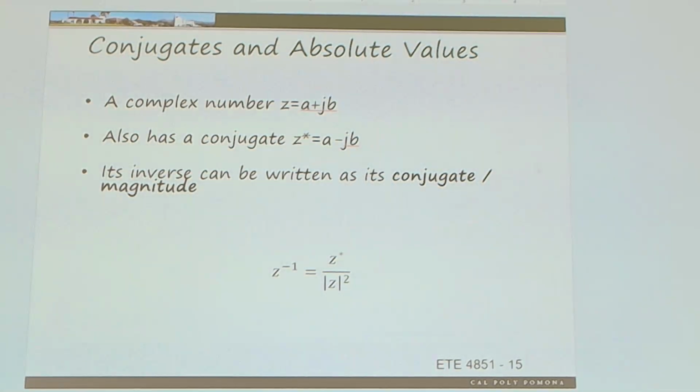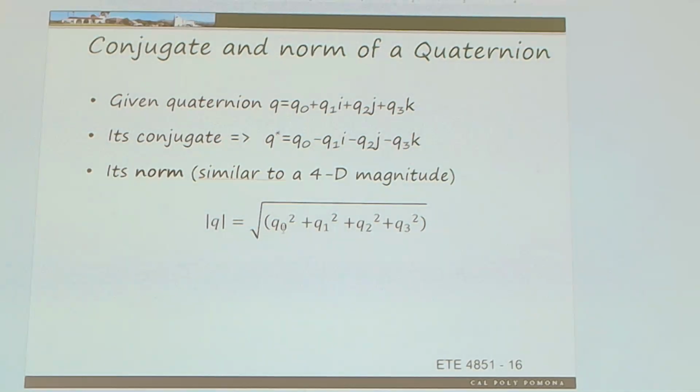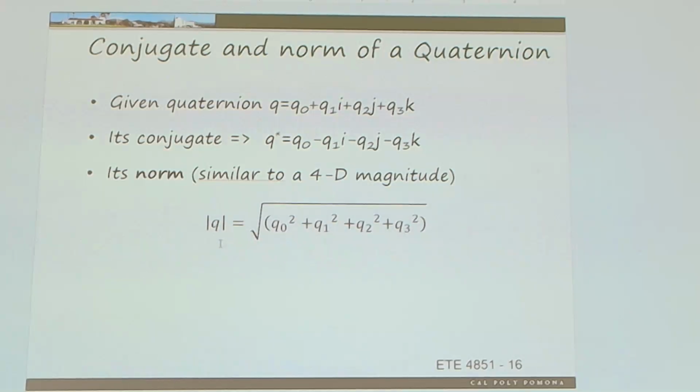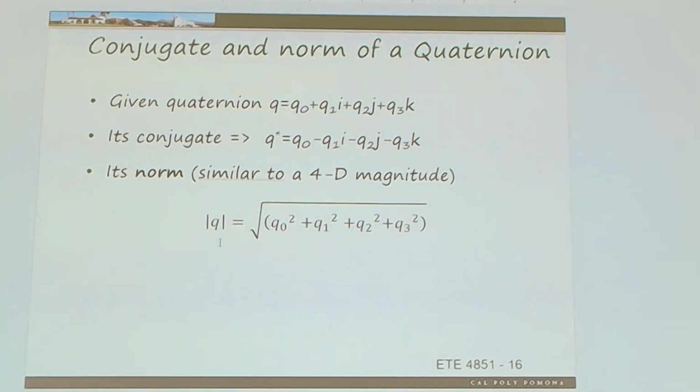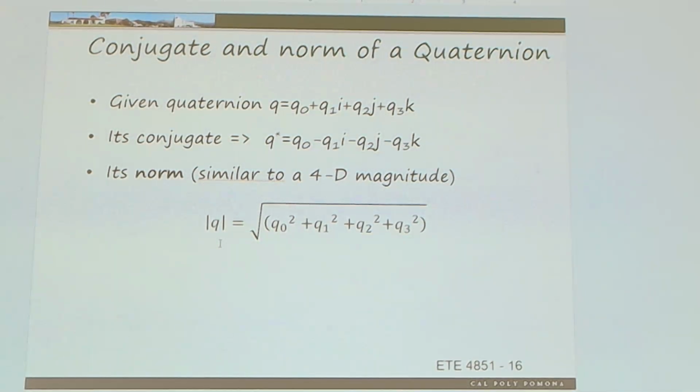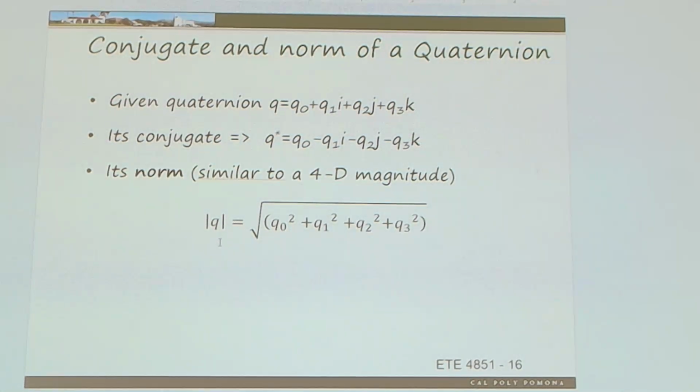This is pretty straightforward. But if we look at that, this is again no different than what we had. So given some quaternion Q, Q0, Q1, Q2, Q3, where it's I, J, and K, 1, 2, and 3. Its conjugate would be Q0, and then negative, negative, negative for the I, J, K.